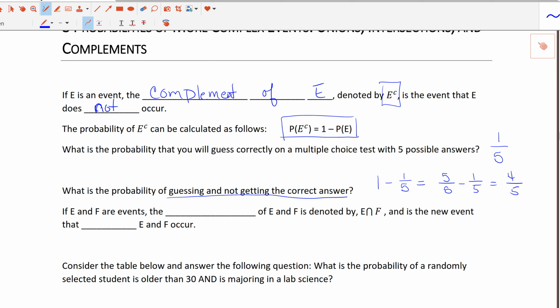And we could have done that without the complement, but it's a very simple example to see that it's just 1 minus the complement of it, because we know that if we have a multiple choice test, there are 5 possible answers and only 1 is correct. There are 4 that are incorrect, so the probability should be 4/5 that you guess and don't get the answer right. So if E and F are events, let's look at now the intersection.